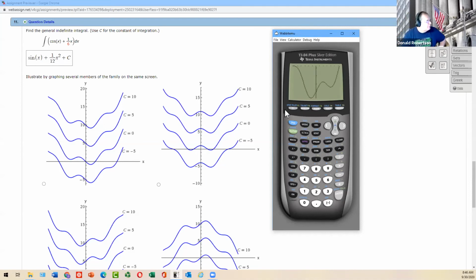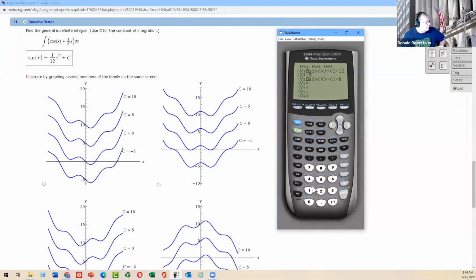Okay, now I'm going to go back here, and I don't have time to do every single one of these, so I'm just going to do the +5 one now. So it's going to be the sine of x plus 1/12 of x squared plus 5. Now if I do zoom to fit, a few seconds to figure it out, you get one of them, and then you get the other one.